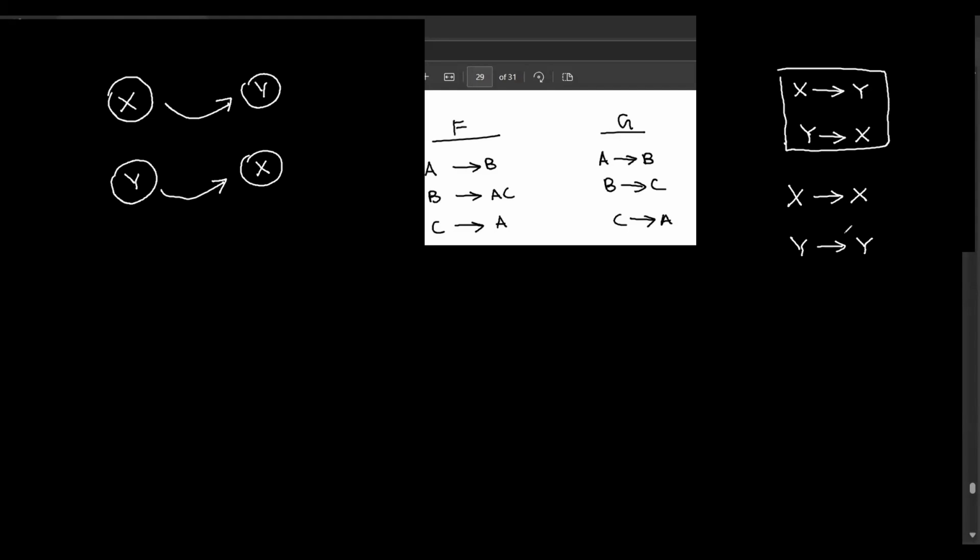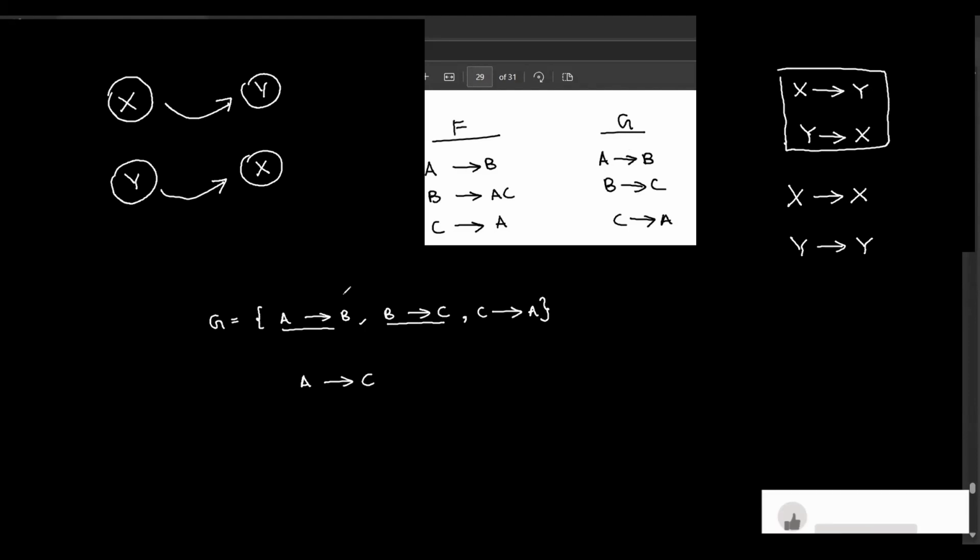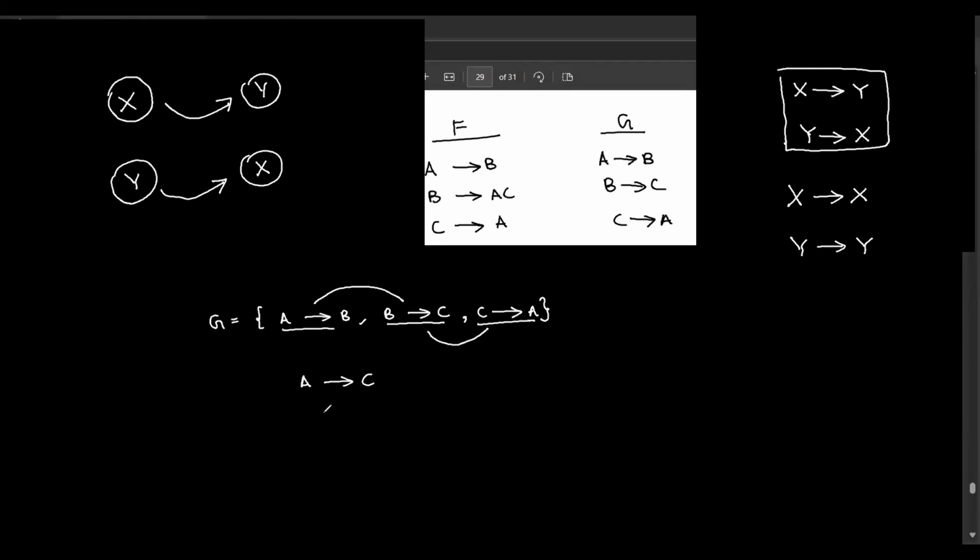In this question, if you consider G, we have A functionally determines B, B functionally determines C, C functionally determines A. From these two, I can come up with A functionally determines C. How am I coming up with that? I'm applying the transitivity axiom. Similarly, I can apply the transitivity axiom to these two too. So I will get B functionally determines A.